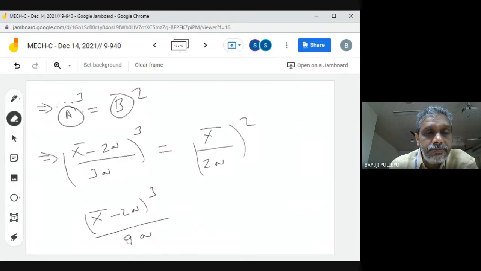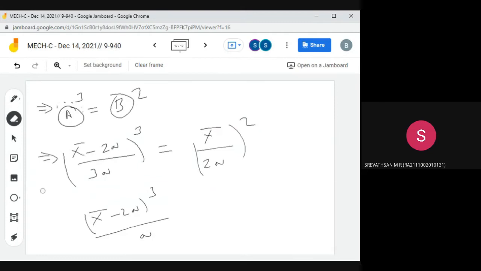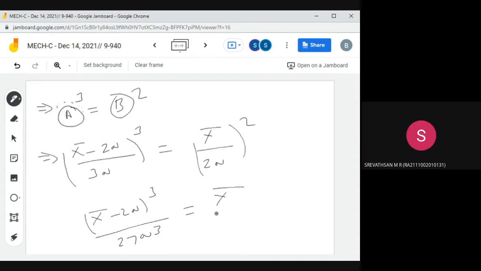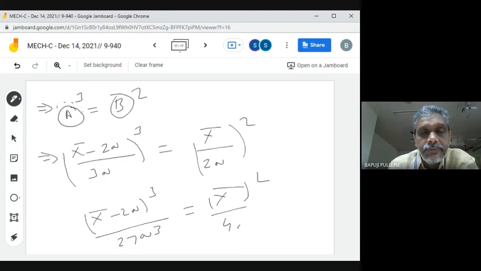27 a cube. 3 cube is 27, you know. 27 a cube. This fellow is equal to what? Y bar square by 4 a square. Again, this a square, this cube term, can I cancel? Yes, sir. Now this is what, 27 a y bar square is equal to x minus 2a whole cube.